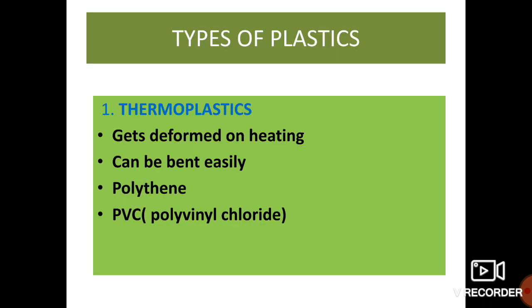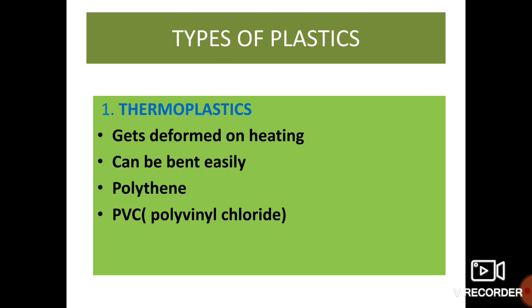Next is types of plastics. There are mainly two types of plastics. The first one is thermoplastics. It gets deformed on heating and we can bend it easily.